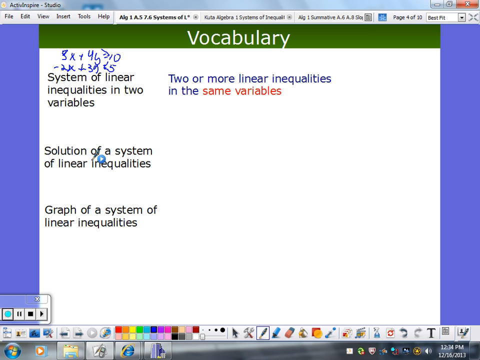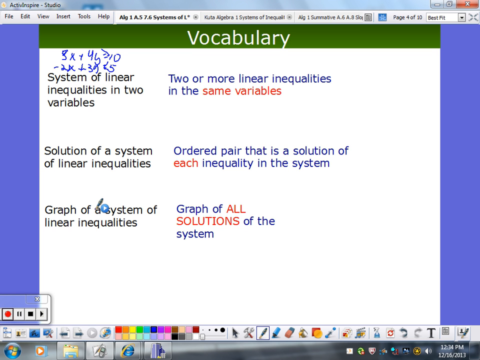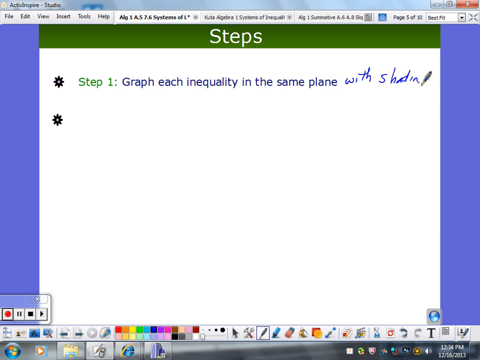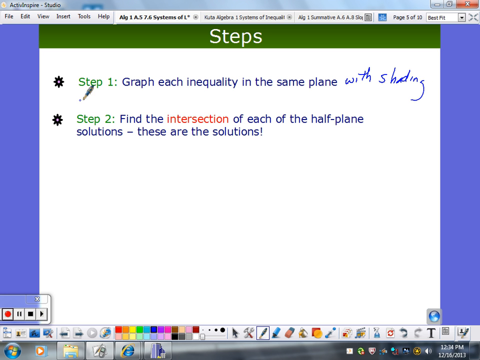What is a solution? A solution is an xy pair, just like they were for an equation. But I can have more than one of them. I can have a lot more than one of them. And what is a graph of a system of linear inequalities? It shows all the solutions to this system of inequalities. So let's do an example here. You graph each inequality with shading, right? Because that's how you graph an inequality. And then you're going to look for where these shaded areas intersect.